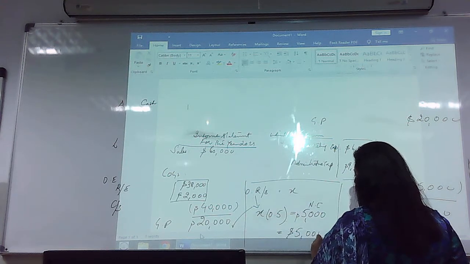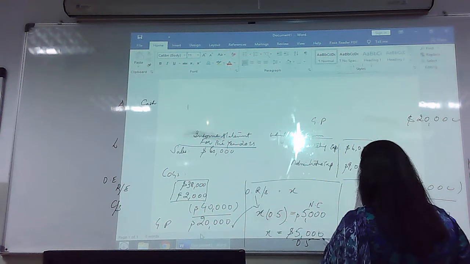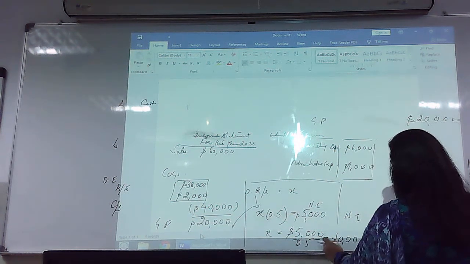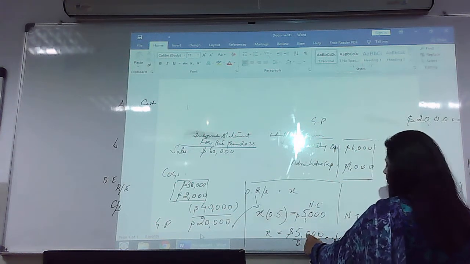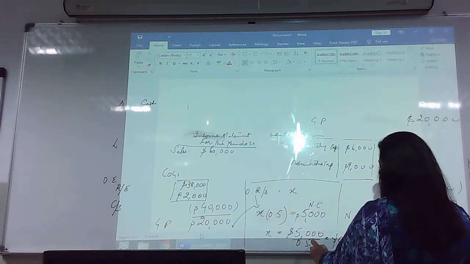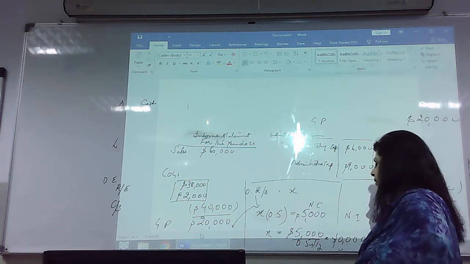5,000 divided by 0.5 comes to X, which is equal to $10,000. Now 0.5 is half, so you can just take the 2 here and multiply, and find that it is 10,000.